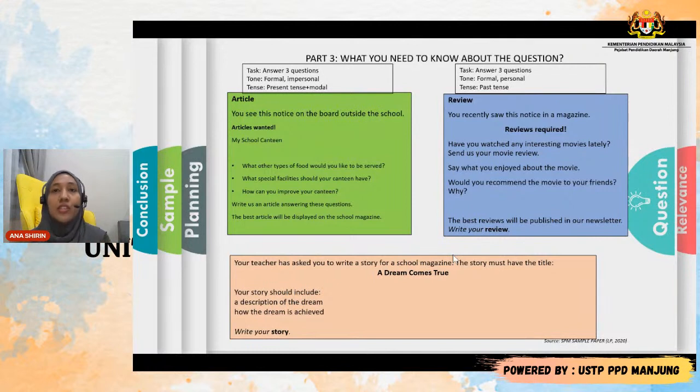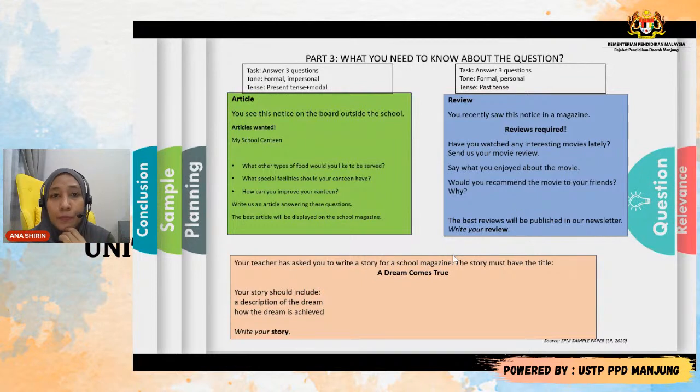What special facilities? You need to suggest 2 facilities and provide reasons. How can you improve your canteen? You need to provide 2 suggestions and give elaboration for it in the form of example, effect, or cause. C E square. So by just addressing this question, you can easily reach that 250 words.